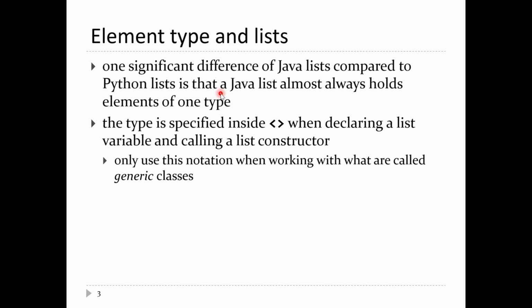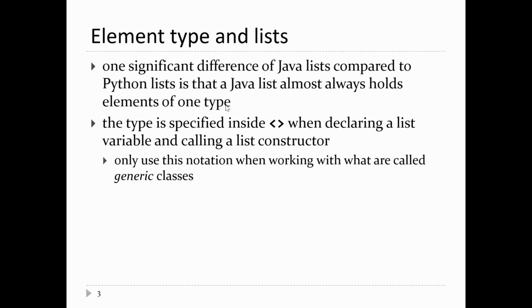Java doesn't let you do that. Java lets you make a list, but you can only store elements of a single type in that list. So you can make a list of strings, and you can only put strings into the list. You can make a list of integers, you can only put integers into the list, and so on and so forth.